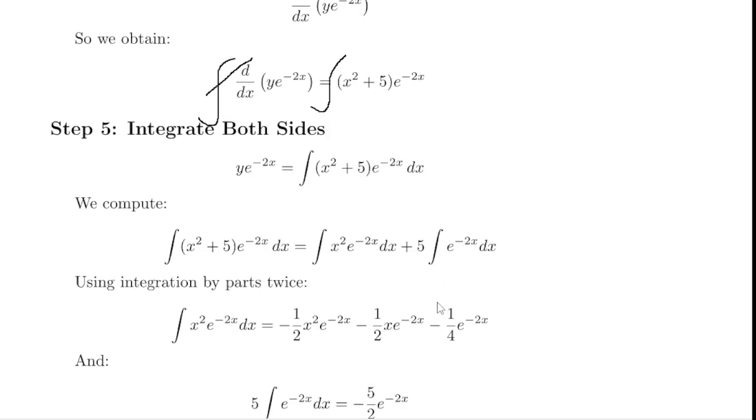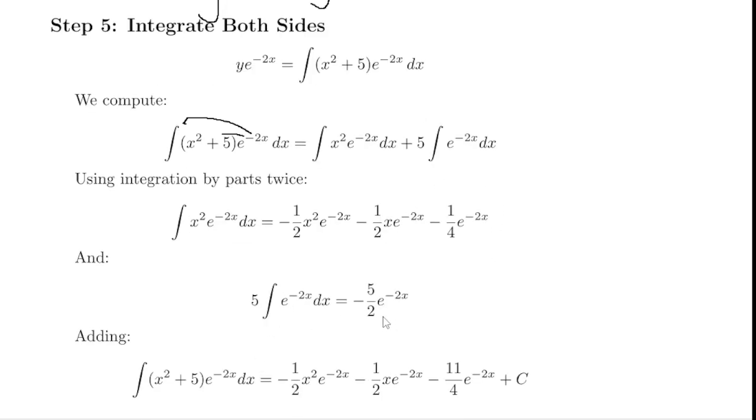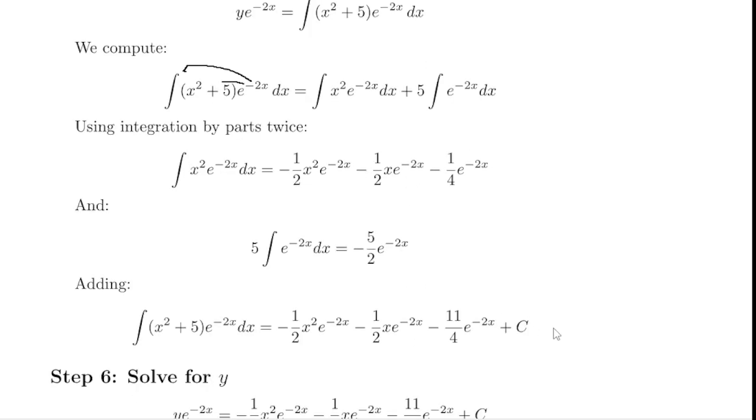Well, for that we're going to use integration by parts. Let's first break it up. We'll distribute the e to the negative 2x to both the x squared and the 5 to have two separate integrals. And then we'll use integration by parts to integrate x squared e to the negative 2x to get negative 1/2 x squared e to the negative 2x minus 1/2 x e to the negative 2x minus 1/4 e to the negative 2x. And then for the second integral, that's just going to be negative 5/2 e to the negative 2x. So now we could just combine those two and add the constant c.